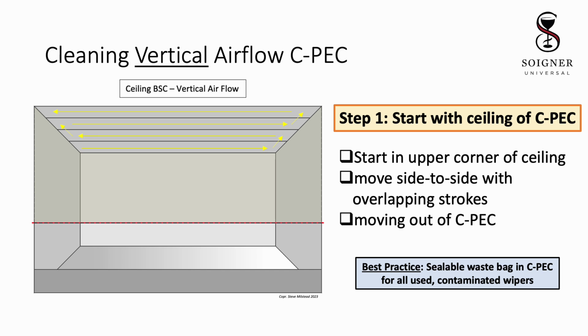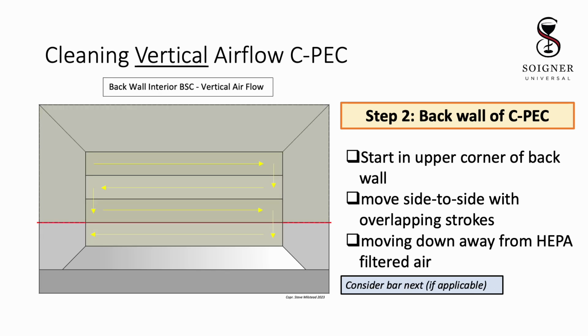As an example for technique, start in the back corner of the ceiling and move side to side using overlapping strokes moving outward. Then, using a new saturated wiper, start in the interior upper corner at the back of the C-PEC, moving side to side using overlapping strokes and moving down to the work surface. If a bar and hooks are present in the C-PEC, they can be done next.